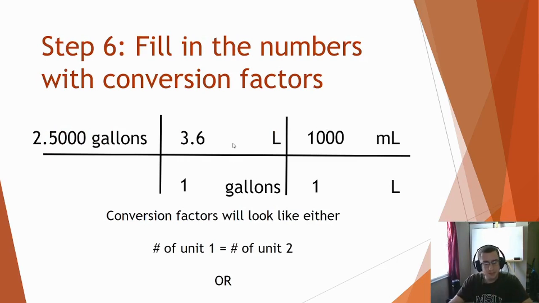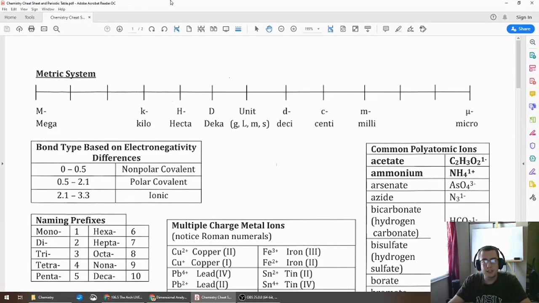So at the beginning, we saw that there were 3.6 liters for every 1 gallon. So we put the 3.6 with the liters, and we put the 1 with the gallons. Now for the milliliters and liters, that one is a little bit trickier, but at the same time super easy. So if you look on your periodic table sheet, on the very back of it, there's this metric system thing up here at the top. If you can't remember the King Henry died, whatever the acronym was that you learned in middle school to remember kilo, hecto, whatever.